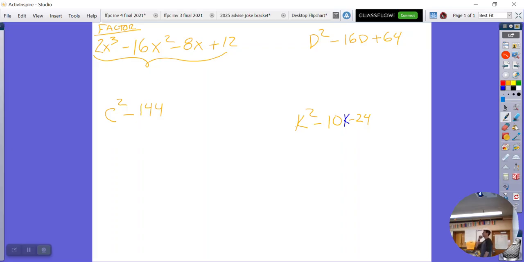Yes, Zara? Greatest common monomial. So the question is, what goes into 2x to the third, negative 16x squared, negative 8x, and 12? Violet? 2. So we would just factor out the 2. Now when you factor something out, it doesn't go away, it is still in the answer. So the 2 is going to end up on the outside.